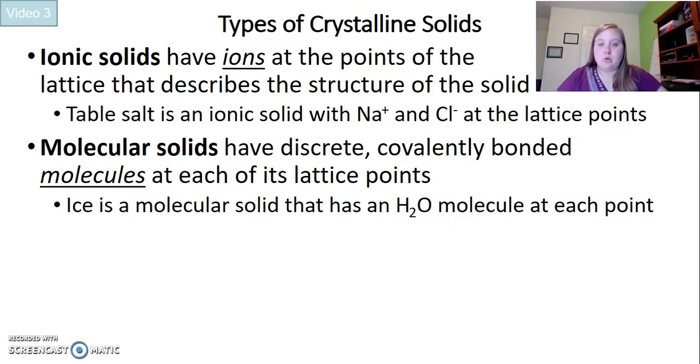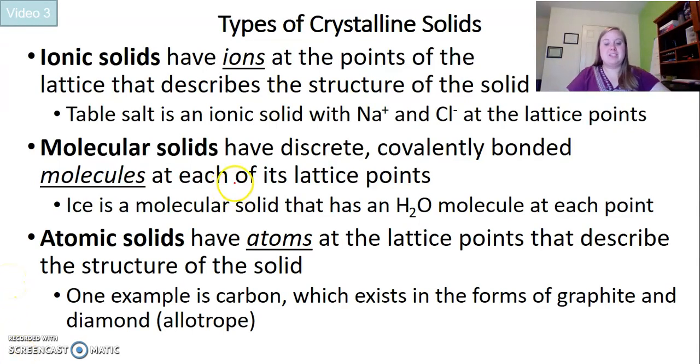And finally, the final category of crystalline solids are atomic solids. Atomic solids have atoms at the lattice points. One example is carbon. Maybe you're familiar with the term allotrope, which means different forms of the same atom or the same compound. Allotropes of carbon exist as graphite and diamond. Graphite and diamond are both just carbon, but the atoms are arranged differently. Those atoms are all just carbon atoms repeating in an organized way, and that's what creates an atomic solid.